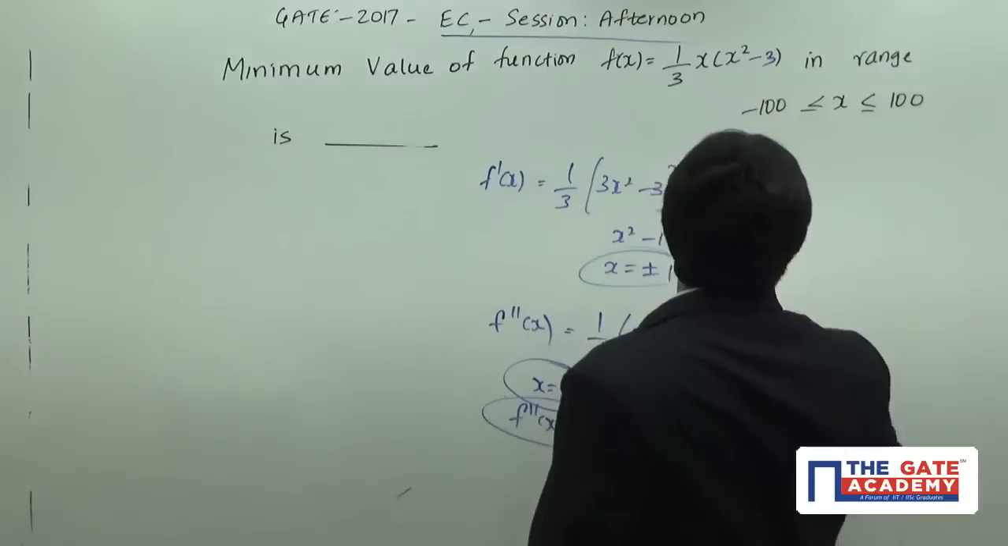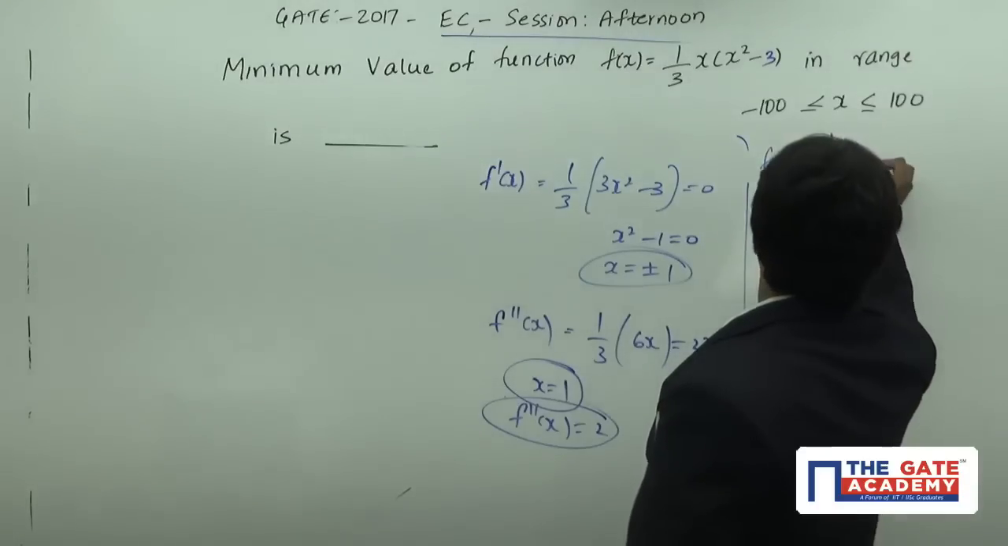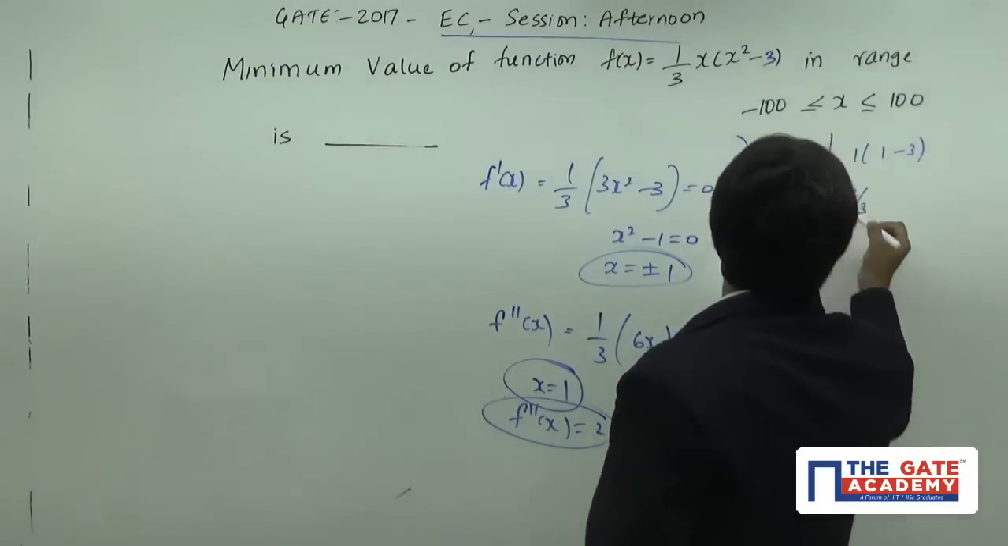Put directly the value of f of 1. This is going to give you the minimum value. So 1 by 3 into 1 into 1 minus 3. So this is going to be equal to minus 2 by 3.